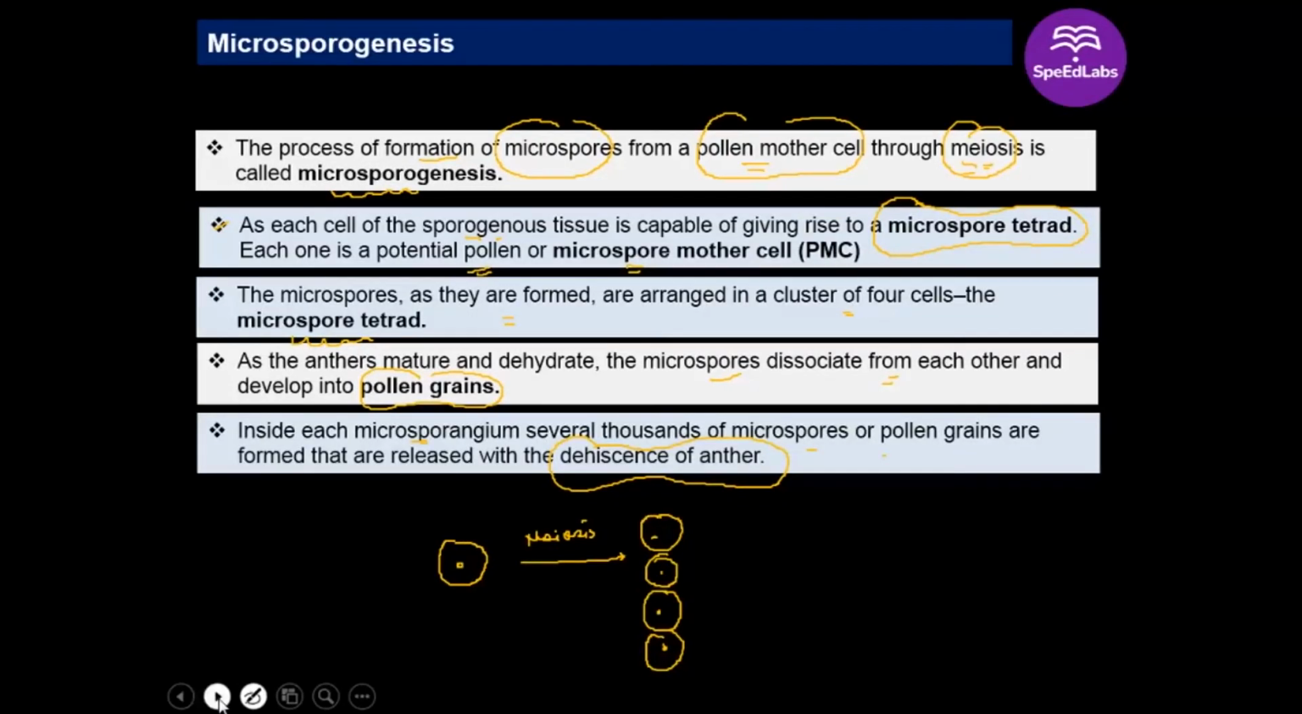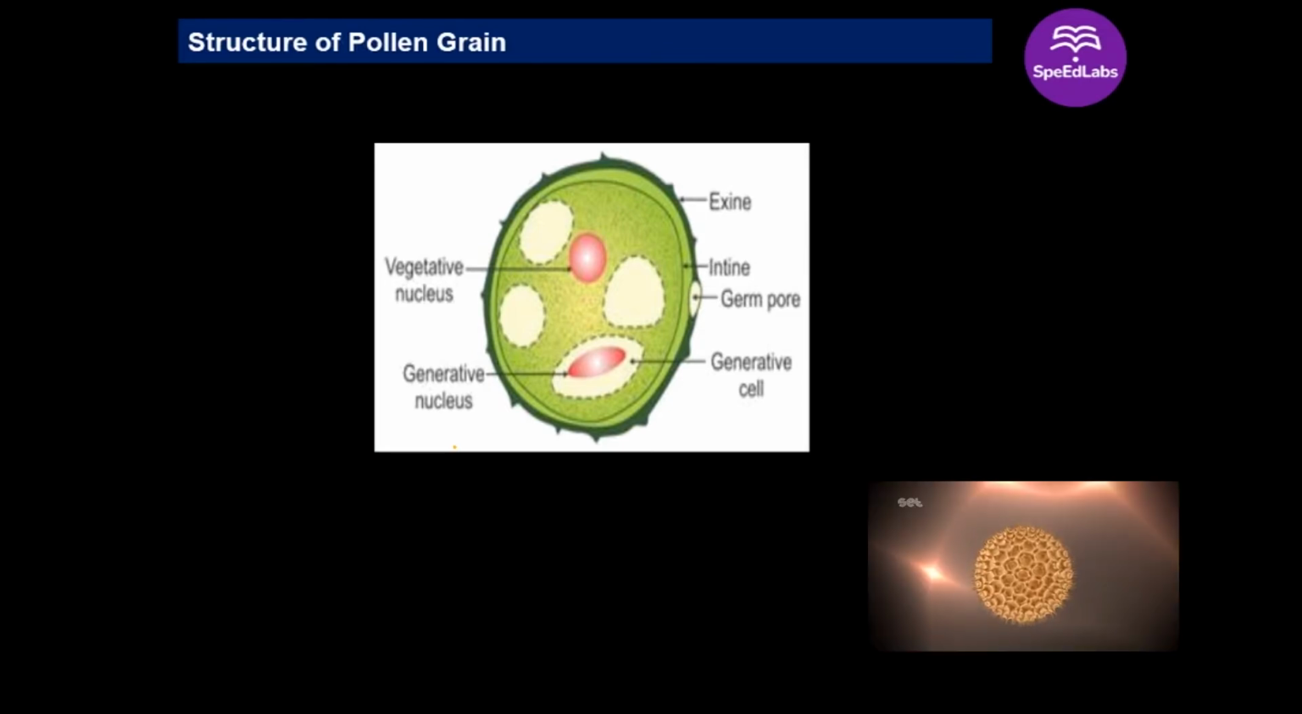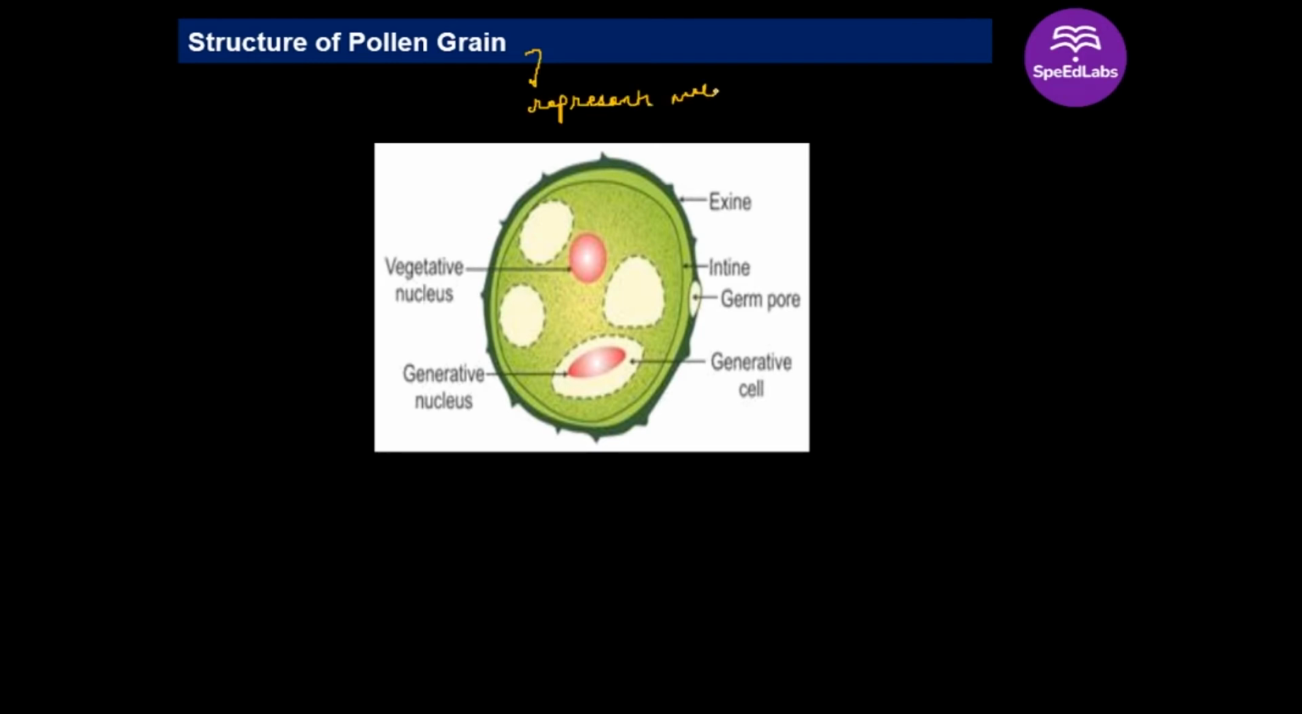So now let's quickly understand the structure of the pollen grain as well. The first very important thing about pollen grain that you have to remember is that pollen grain is your male gametophyte. What is pollen grain? Pollen grain represents the male gametophyte. Let's discuss the structure of the pollen grain.